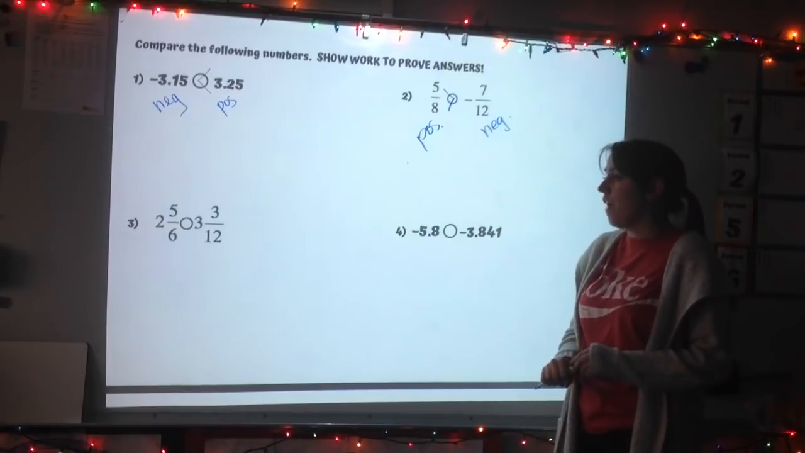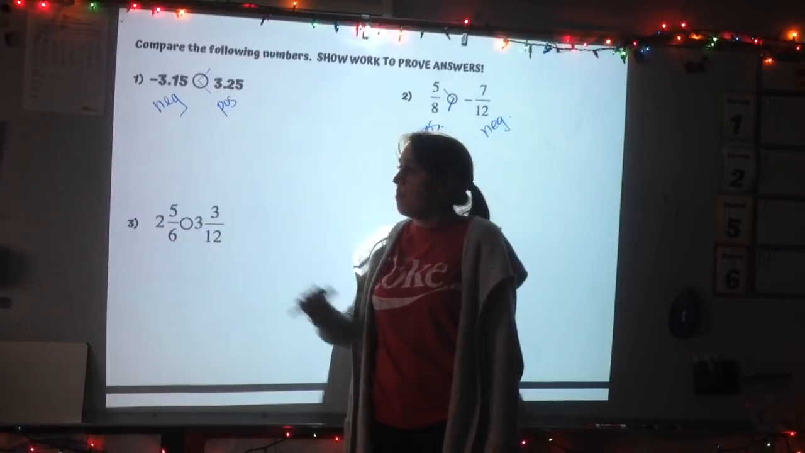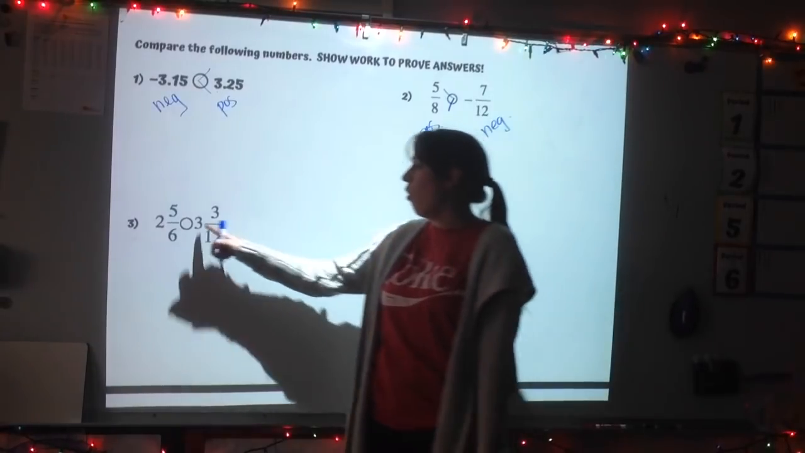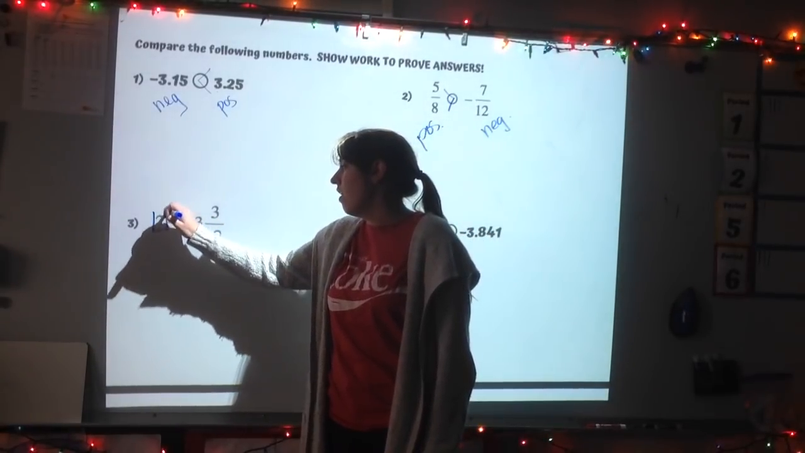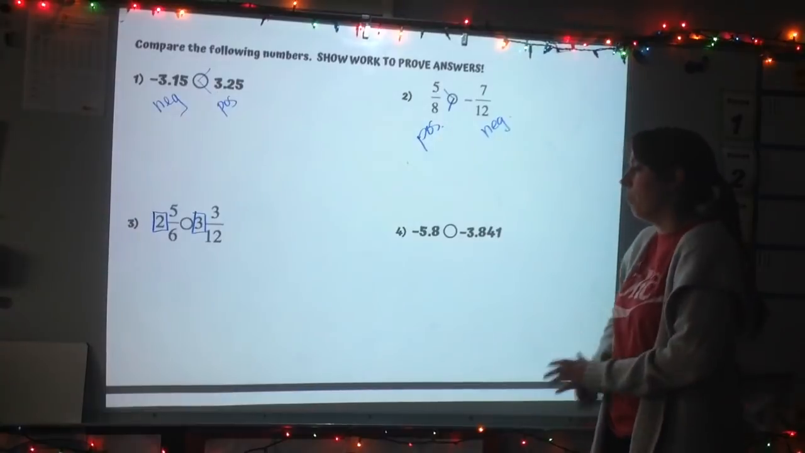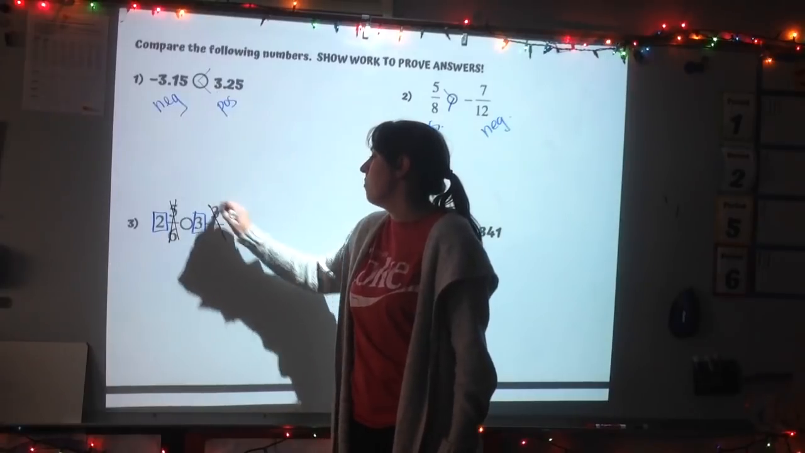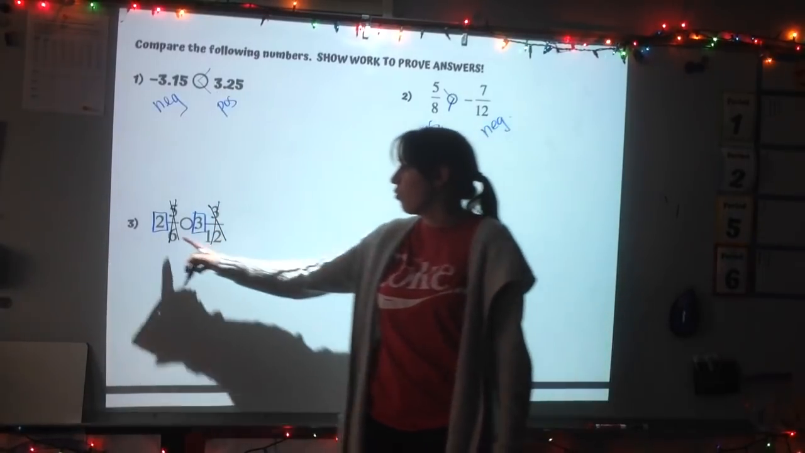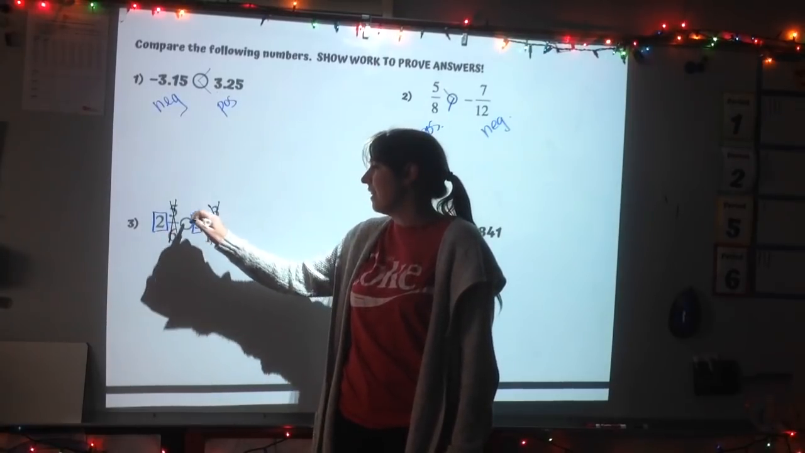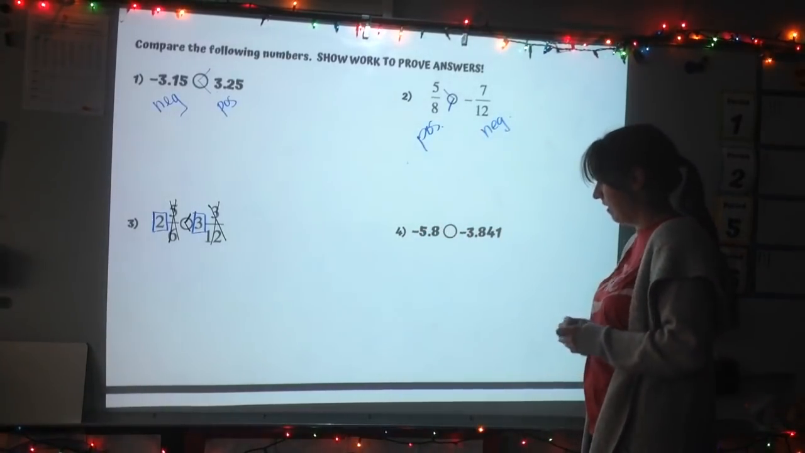Alright, number 3, 2 and 5/6 and 3 and 3/12. So first, if I look at that, are they opposite signs? Nope, they're both positive, so I know I can't use that to compare. But the next thing I'm going to look at is the whole numbers. So I'm actually going to use my highlighter, and I'm going to highlight the 2 and the 3, because I notice that they are different whole numbers. So because I did that, I can ignore the fraction part, because that doesn't matter. They've got different whole numbers. So really, all I'm comparing here is 2 and 3. 2 is smaller than 3. It's less than 3. So 2 and 5/6 is going to be less than 3 and 3/12.